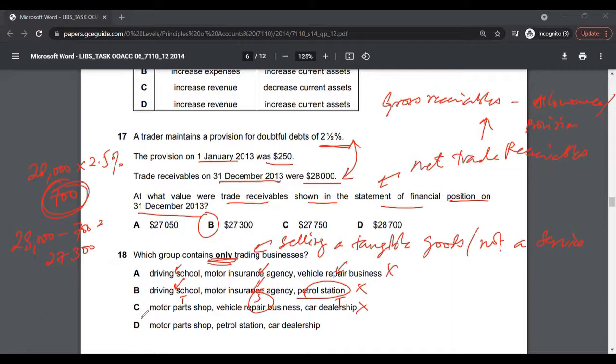Therefore, the answer to multiple choice 18 is going to be option D. So let's look at option D. Motor parts shop, trading business. Petrol station, trading business. Car dealership, trading business. All of them are selling a tangible good. You can see those goods, you can experience those goods, right? So the answer to multiple choice 18 is option D.